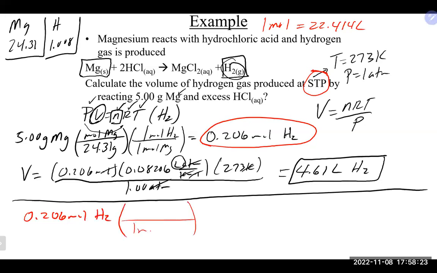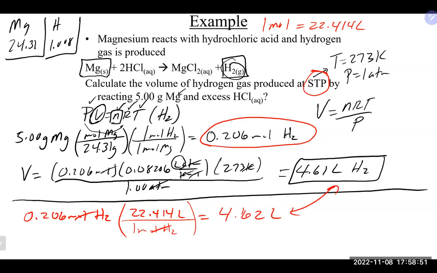That 1 mole of hydrogen would equal 22.414 liters there at STP. And that will give you pretty much the same answer, maybe slightly different, a little bit of rounding, but pretty much the same, 22.414, about 4.62 maybe with some rounding. So pretty much the same as you went there. So that's a case where you could use that conversion that we talked about.